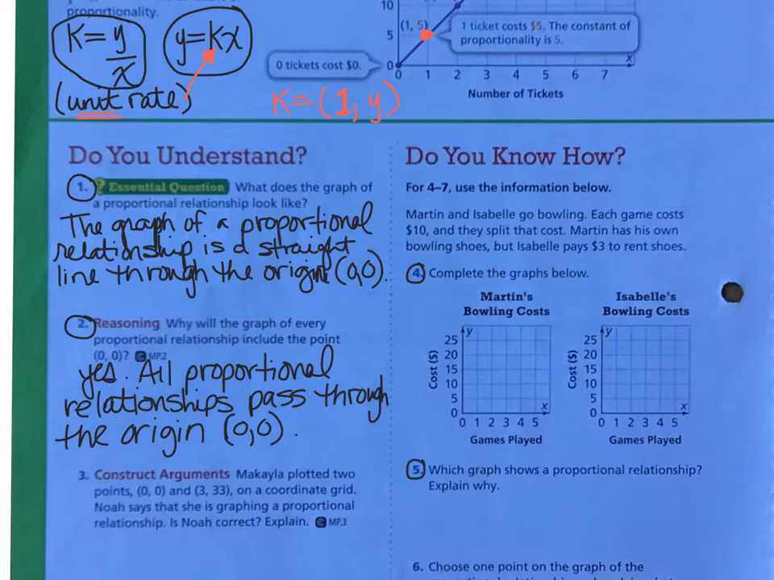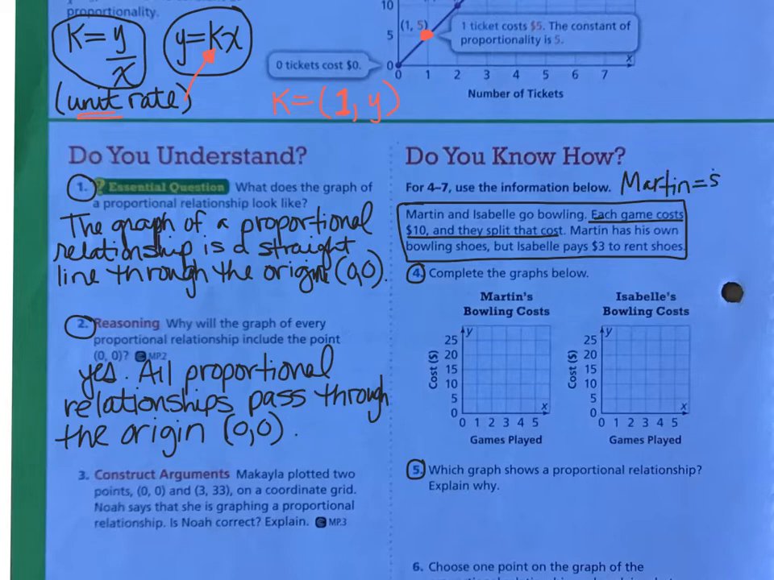Now let's take a look at questions 4 through 7. Martin and Isabel go bowling. Each game costs $10, and they split that cost. Martin has his own bowling shoes, but Isabel pays $3 to rent shoes. So the first thing that I want to do is take this information and make some statements about it. If each game costs $10 and they split that cost, how much does Martin pay per game? How much does Isabel pay per game? Well, if they're sharing the cost of $10 equally, then that means that they each pay $5 per game.